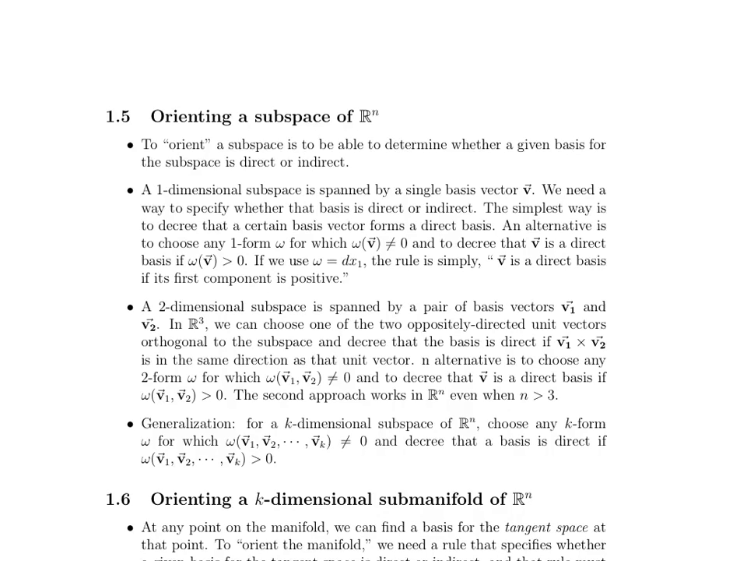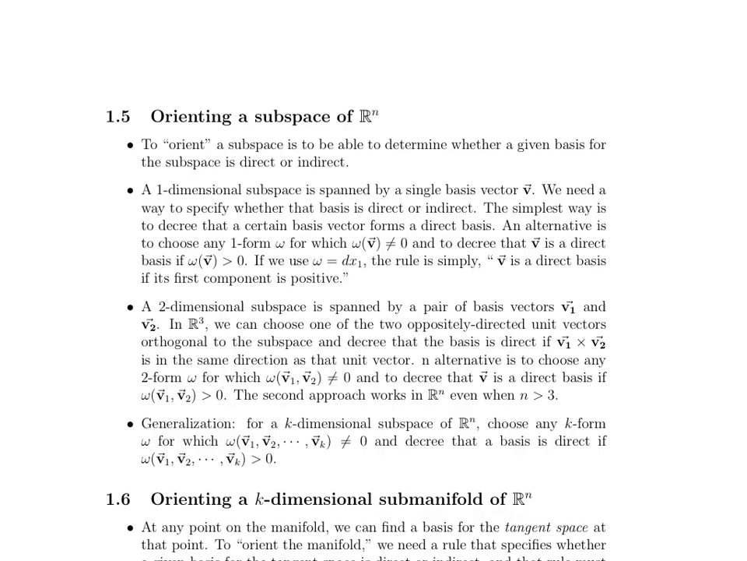Another way is to choose any one form, which is non-zero on this single basis vector, and decree that this basis is a direct basis if the one form is positive, and it's indirect if the one form is negative. So if you use the one form that's dx1, the rule is simply this basis vector provides a direct basis if its first component is positive, right? If you compute the one form on this basis vector and it returns a positive answer.